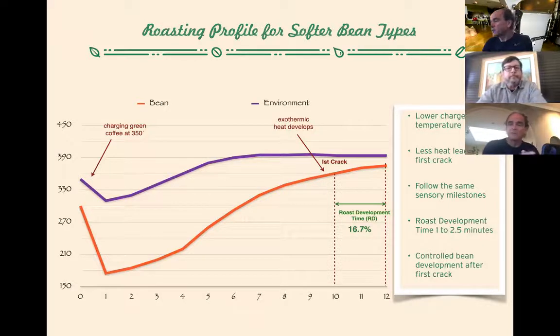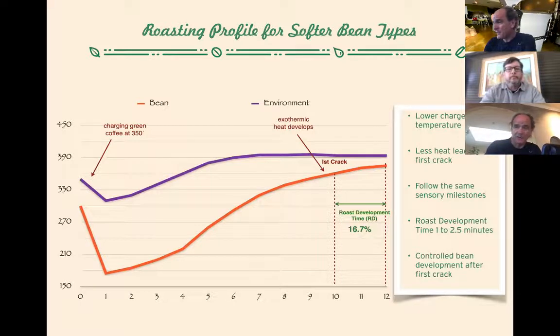So a lower charge temperature would be wise. In this graph, we're looking at a coffee that was charged at 350 degrees air temperature, and then less heat leading to the first crack. I think there is a slide indicating this in the next picture. And then you're still following the same sensory milestones, and you're also using the same approach to calculating roast development as Marcus presented before.